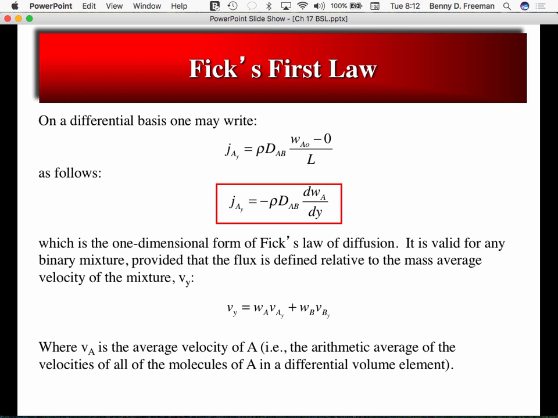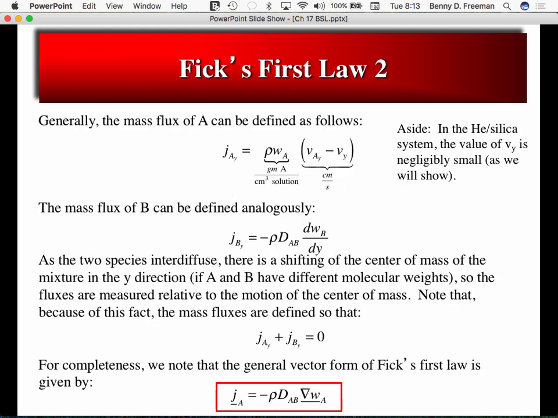The average velocity of the mixture through the silica plate is given by the weight fraction of each component, the helium and the silica, multiplied by their velocities. Now it turns out that the silica, component B, is not moving, and so that will be 0 in this particular case. But this is a general definition of a so-called mass average velocity, and that turns out to be important for us a little bit later.